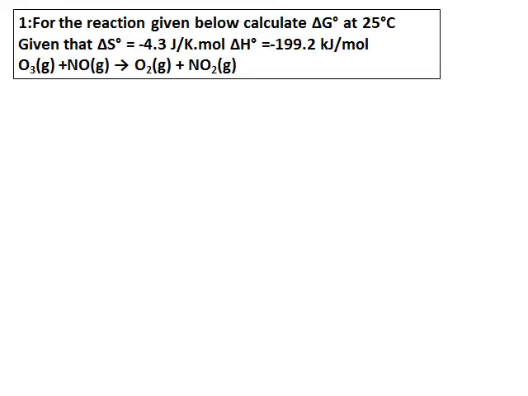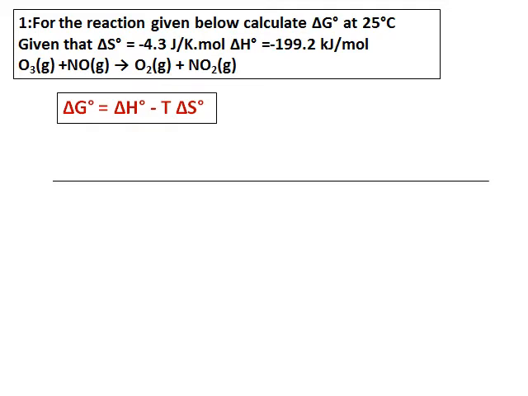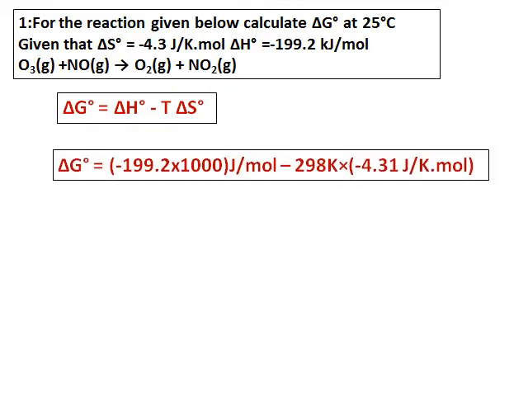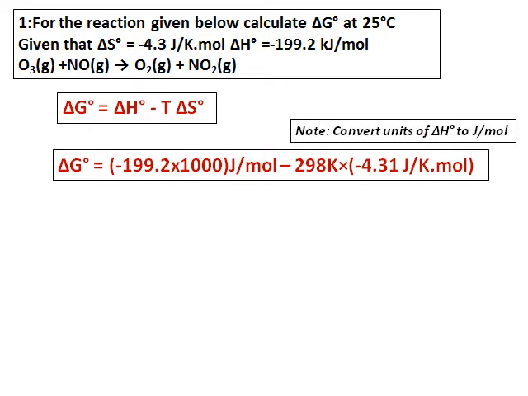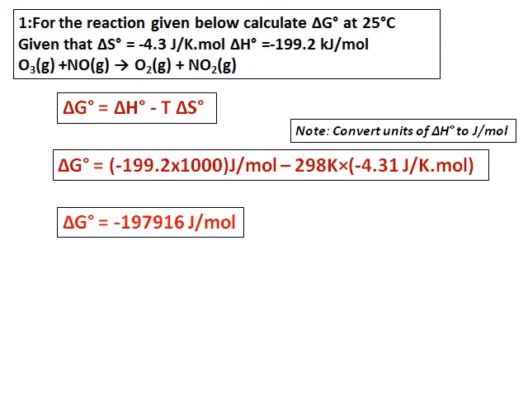For the reaction given below, calculate delta G0 at 25 degrees Celsius. The value of delta S is given, the value of delta H is also given, and the reaction is given. So the formula we are going to use is delta G equals delta H minus T delta S, and substitute the values in. The point to be noted is the units of delta H and delta S are not the same. So remember to convert the unit of delta H to joules per mole and get the value of delta G. Usually the value of delta G is reported in kilojoules per mole.